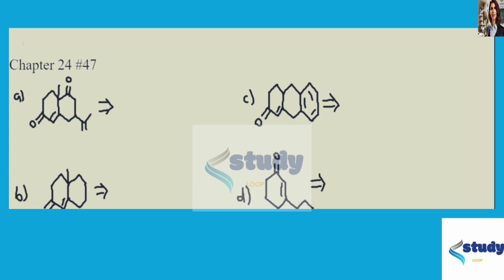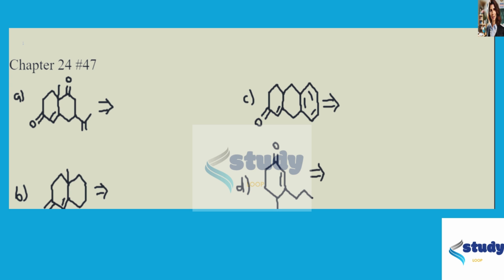This is the answer to Chapter 24, problem number 47 from the Smith Organic Chemistry textbook. Sorry, let me move that up. All right, there we go. This problem asks us what starting materials are needed to synthesize each compound using a Robinson annulation. Remember, the Robinson annulation is a Michael addition followed by an intramolecular aldol.